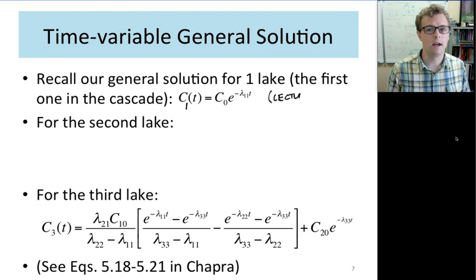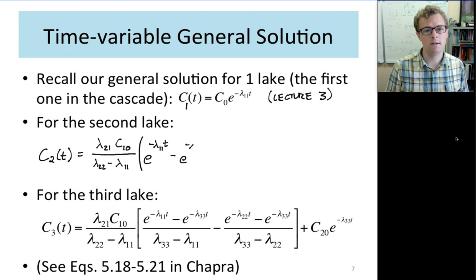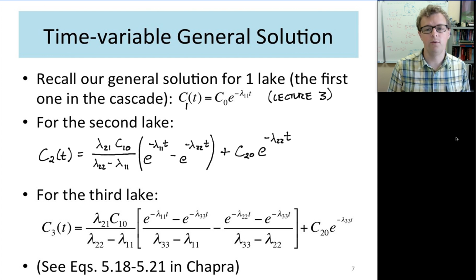If you look in your textbook, Chopra then provides you solutions for a second, a third, and I believe even a fourth lake in series. Right? And so the farther and farther we move through the cascade of lakes, the more and more complicated these become, because these lakes have some memory of what's happening in previous upstream systems.